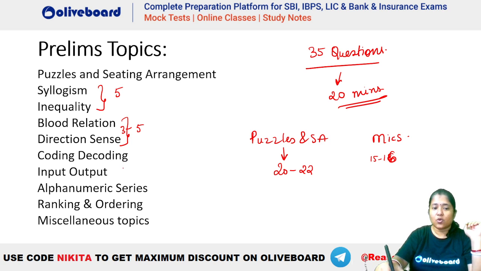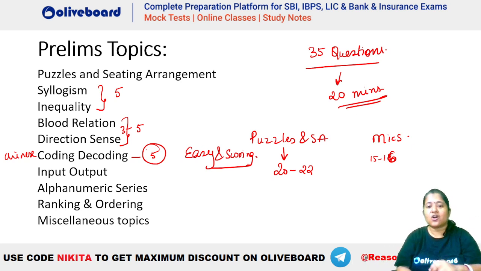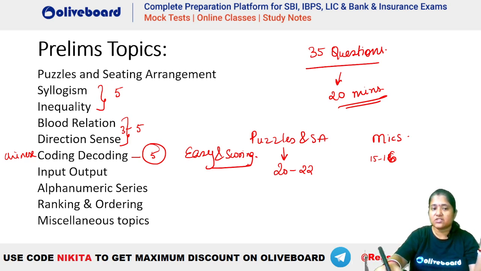Okay. Then coding decoding, generally Chinese coding decoding has to be there, right? This is your Chinese coding decoding. You will have a set of 5 and it's very easy and scoring. This topic is a very easy and scoring topic. So if this question comes up, please do not make mistakes here. They are very easy. Similarly, syllogisms and inequality are the easiest and most scoring topics, right?